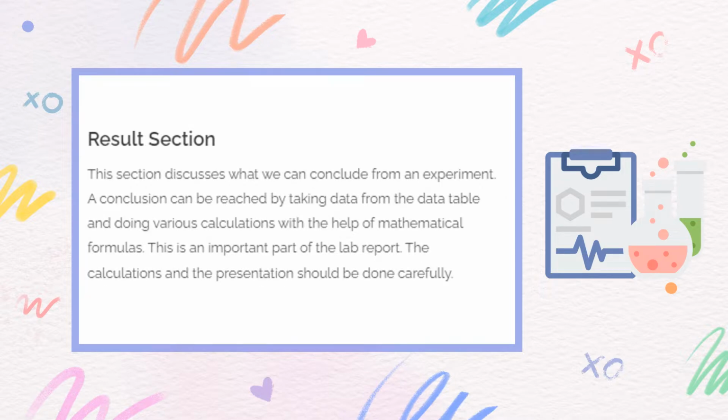Results section. This section discusses what we can conclude from an experiment. A conclusion can be reached by taking data from the data table and doing various calculations with the help of mathematical formulas. This is an important part of the lab report. The calculations and the presentation should be done carefully.